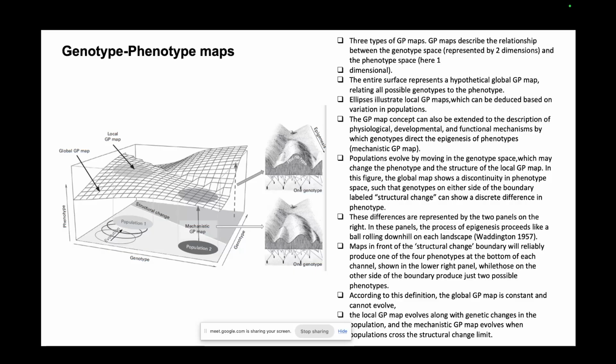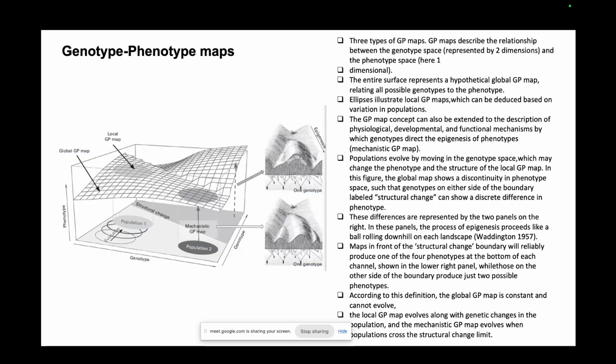So now we'll talk about this genotype phenotype map. We talked about neutral maps. Those are basically changing genotype without changing phenotype. Now we are seeing how changing genotype will also change phenotype when you make a transition from one module to the other inside the network. But now we'll talk about genotype phenotype maps.